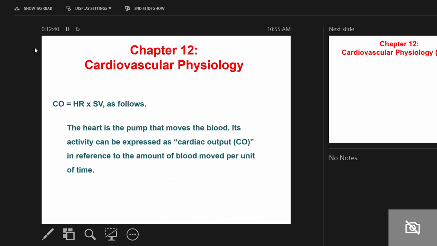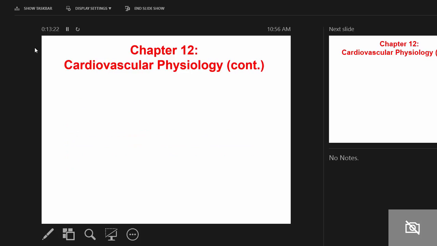All right. So the heart is a pump. The heart uses what's called a pressure head, and we'll talk about what that is. So the heart is a pump that moves the blood. Its activity is expressed as cardiac output, in reference to the amount of blood moved per unit time. So there's a time component here, right? Stroke volume is usually measured in milliliters or liters, and heart rate is beats per minute. So there's a time component. How many mils or liters do you move per unit of time? Per second, per minute, per hour?